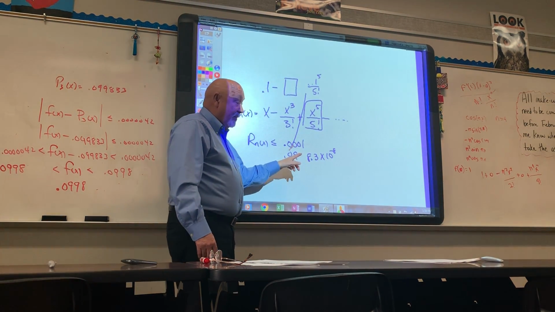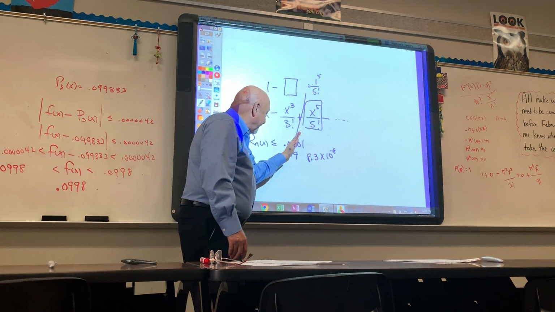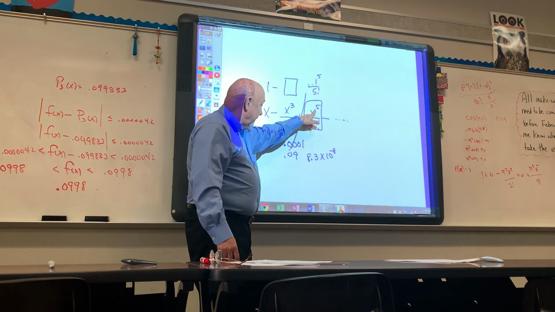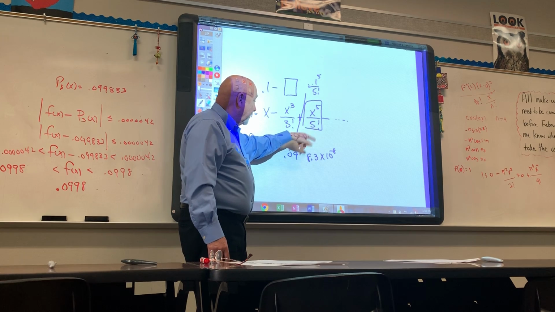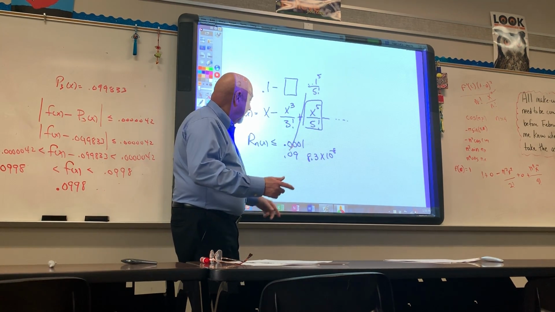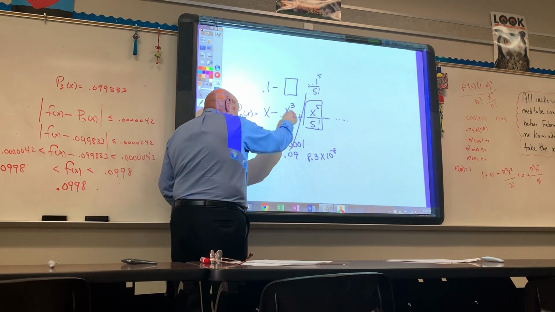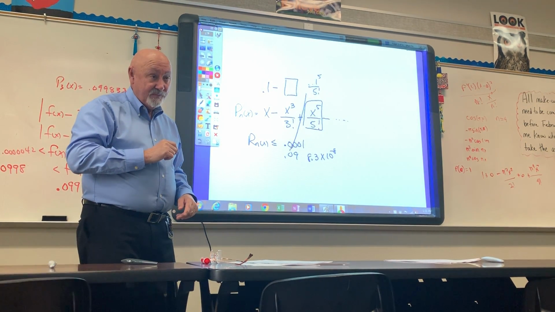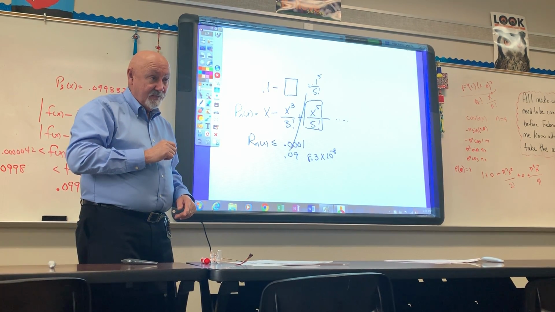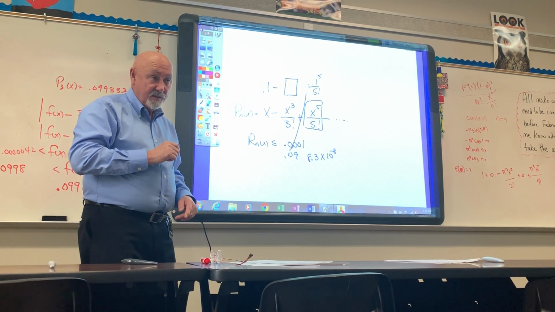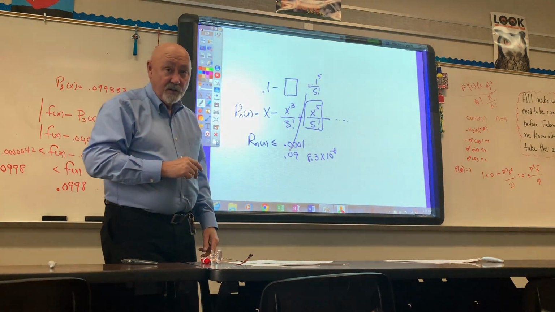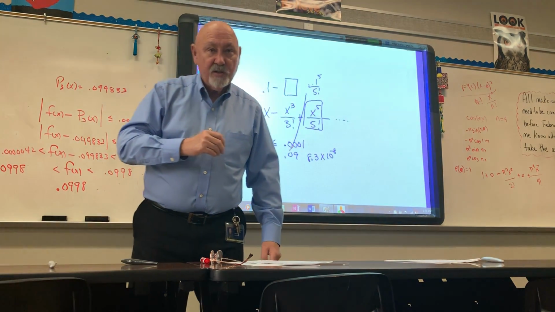So when you plug in 0.1 to the fifth over 5 factorial, you get that number, that 10 to the negative 8. It's a really small number. So it takes how many terms? 2. Because that's terms 1, 2, and 3, and this is sine. For sine, some terms will just end up being 0, so it only takes 2 actual terms, because 0 doesn't count.